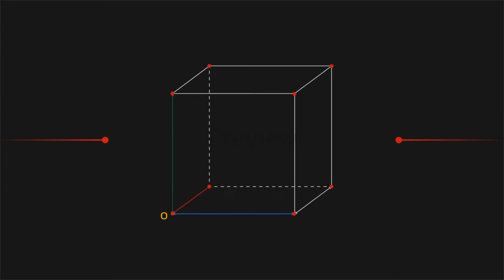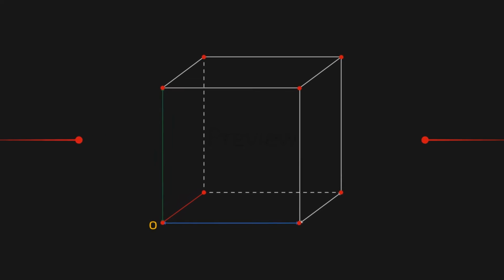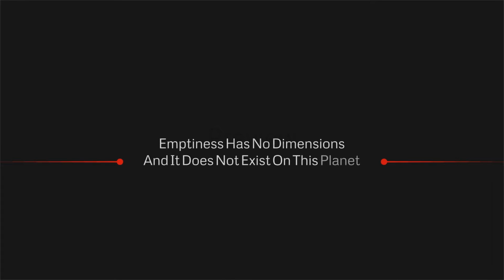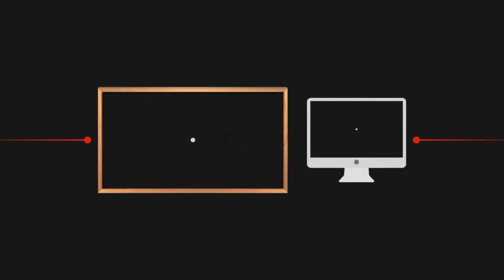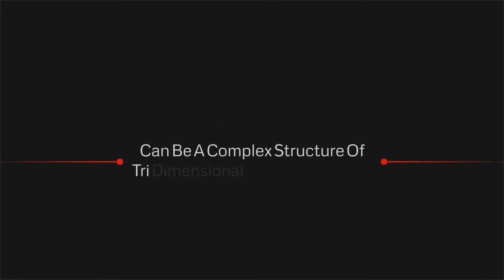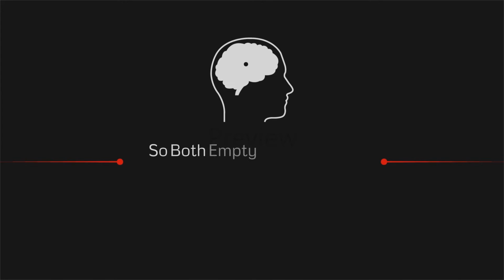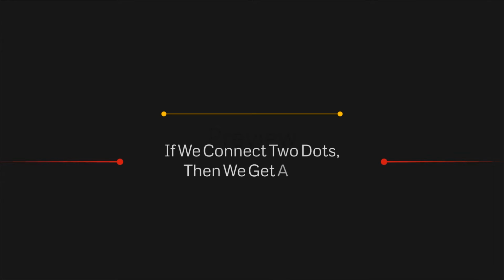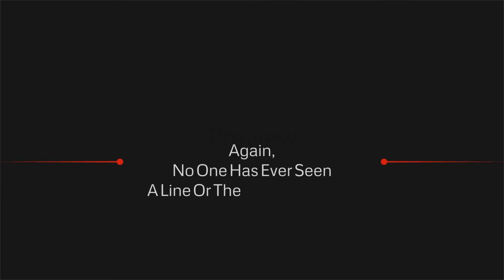First dimension. The geometry of the cube also begins with the number 0. However, in geometry, we call it emptiness or space. Emptiness has no dimensions, and it does not exist on this planet. No one has ever seen emptiness. It's just a product of our imagination. It's the same with the dot, which also has no dimensions. Even a dot painted on a blackboard or monitor can be a complex structure of tridimensional fractals or lights, so both emptiness and dot exist only in our imaginations. If we connect 2 dots, then we get a line, and that is considered the first dimension. Again, no one has ever seen a line or the first dimension.